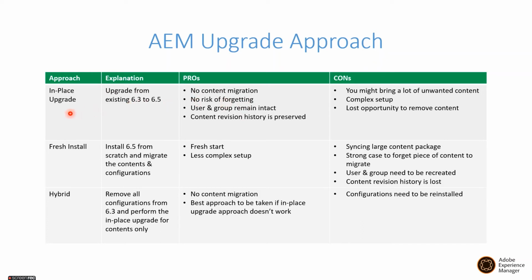So I also had an experience where, after doing the in-place upgrade, AEM was not up, so we could not access the sites, and we did not know which configuration or which code the issue was coming from, because an in-place upgrade is complex. So what we do is remove all our configuration and just upgrade the content. After that, we install our configuration and our code back one by one, and we can sort out the issue from there. The con is that all the configuration, all your component templates need to be installed if using hybrid. But I see this option is the best option if the in-place upgrade doesn't work.